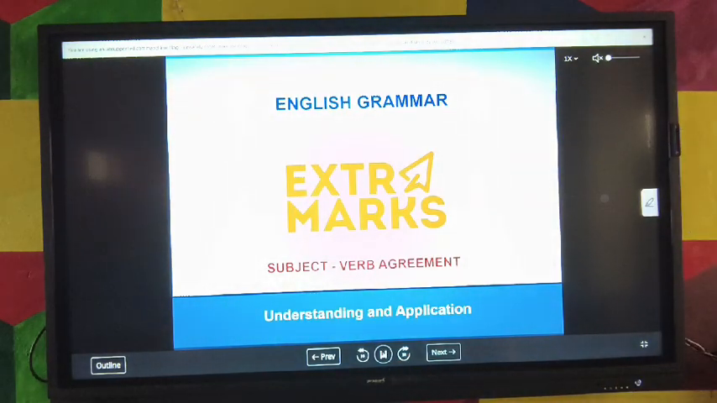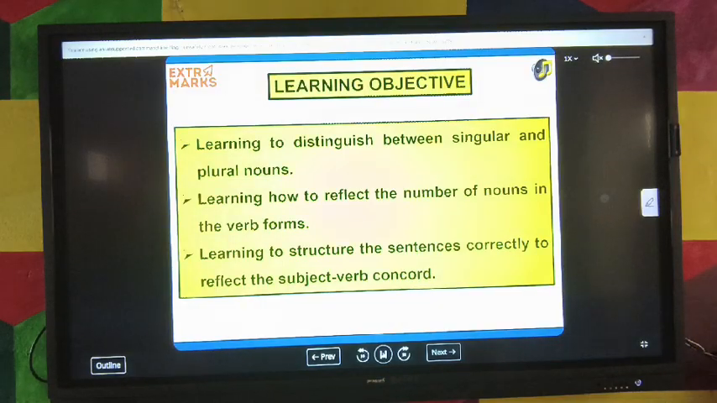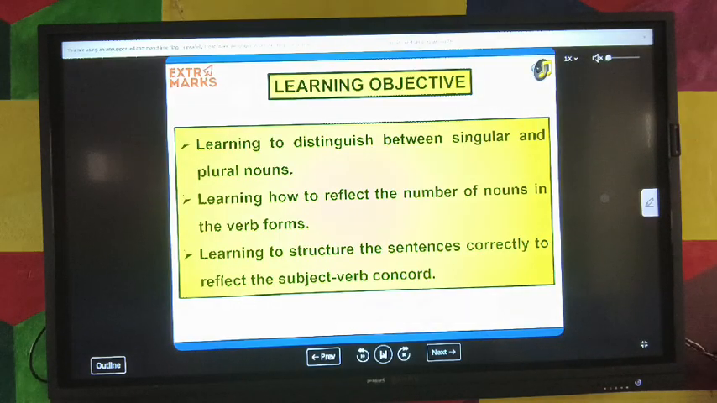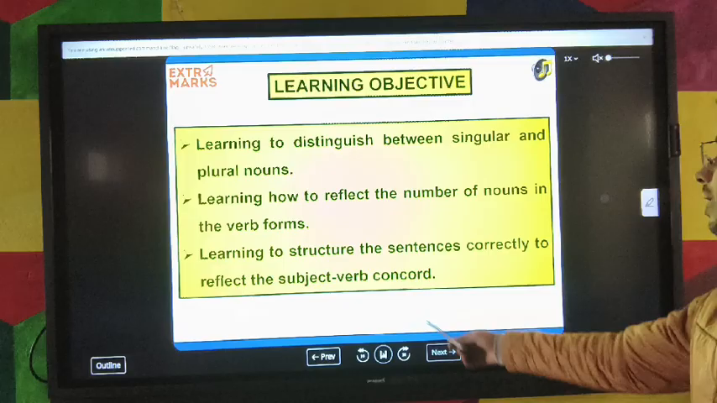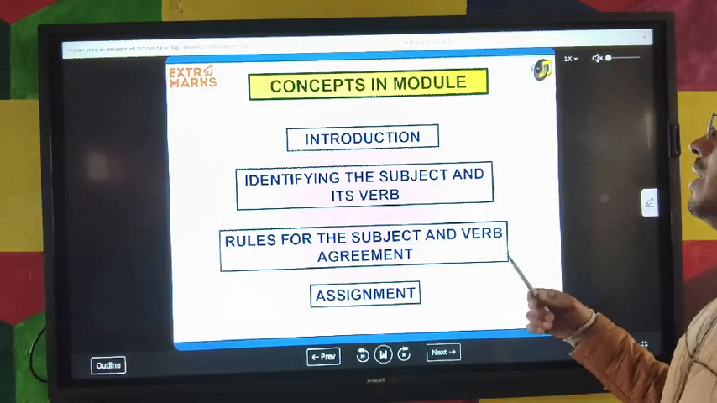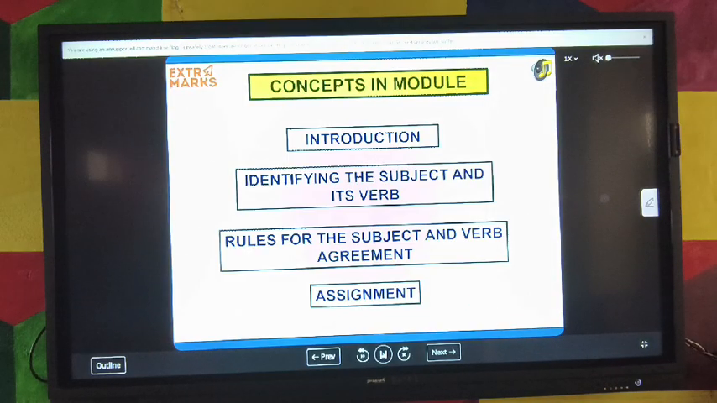Let us see the learning objective of this chapter. Learning to distinguish between singular and plural nouns. Learning how to reflect the number of nouns in the verb forms. Learning to structure the sentences correctly to reflect the subject verb concord or agreement. So in this chapter, we will study all these things, and after completing the chapter, we will be able to know all the things in the learning objective.